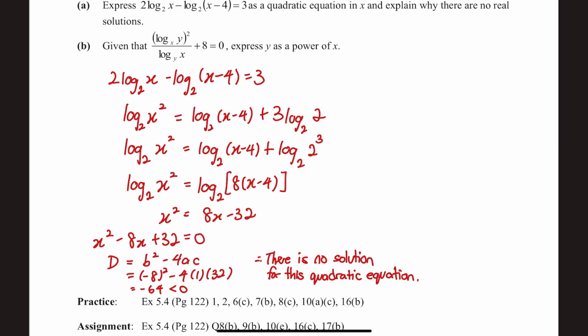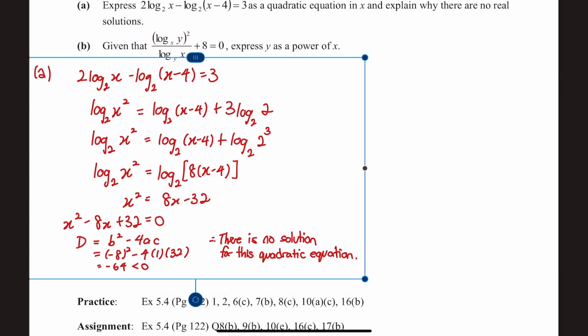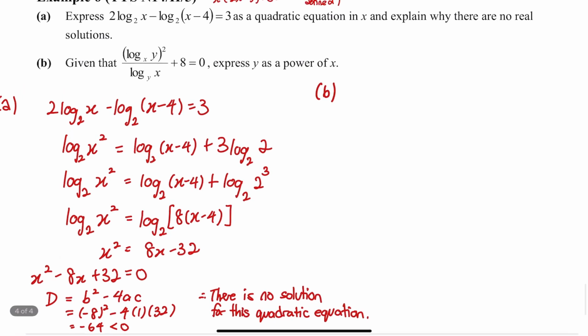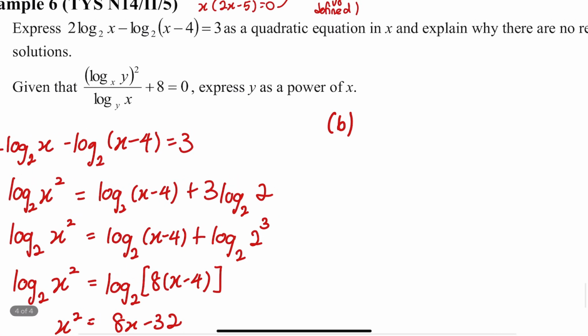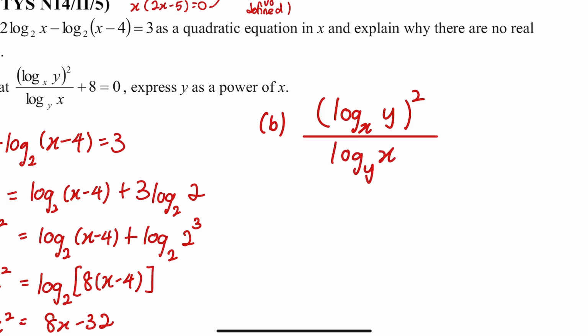Now let's look at part B. Let me shift this to the side here, and make it a bit smaller. Part B, given this logarithmic equation here, let's write that out. Express y as a power of x. So over here, very simply, let me rewrite this equation: log base x of y, the whole thing squared, over log base y of x, plus 8 equals 0.